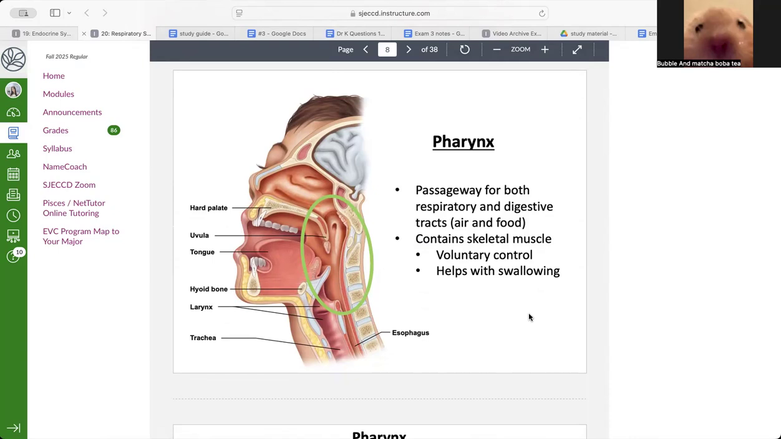So the pharynx has epithelial tissue. It's mostly stratified squamous epithelium. It's under voluntary control because you consciously swallow things. It has a superficial layer, which is closer to the lumen, and a circular layer, and the deeper layer is longitudinal. It helps with contractions, with peristalsis in the digestive system.